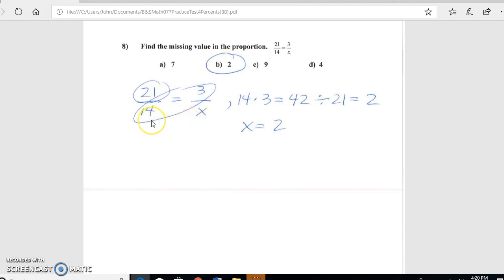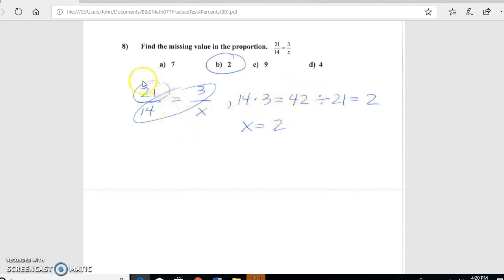Now, whenever we solve a proportion, what we want to do is look for the two numbers that are across from one another, across the equal sign. And here we find 14 and 3. So we multiply the two numbers across from one another. 14 times 3 is going to give me 42.